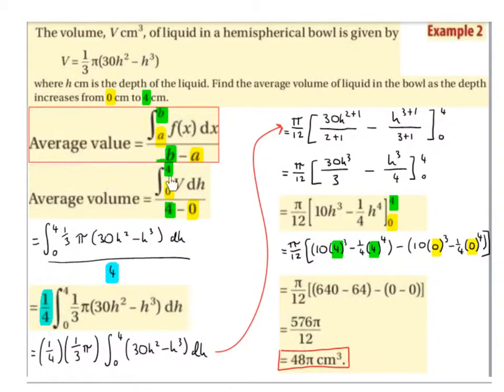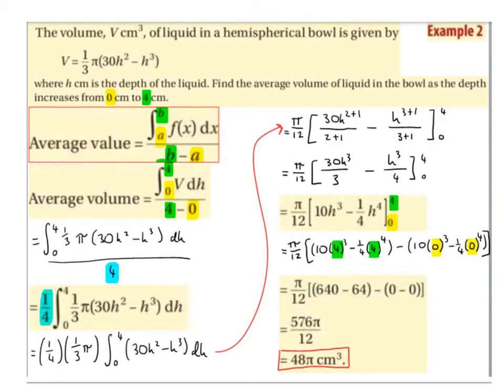So we swap this for the integral of a third pi times 30h squared minus h cubed dh between the limits 4 and 0. So dh means with respect to h, so we're going to integrate with respect to h. Dividing by 4 is the same thing as multiplying by a quarter, so we get a quarter out here. And everything else stays the same.